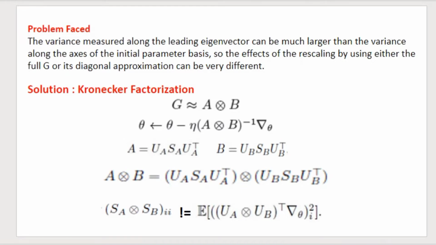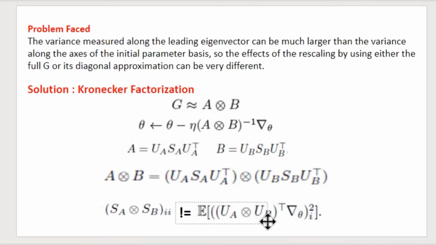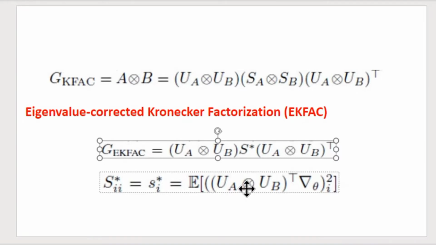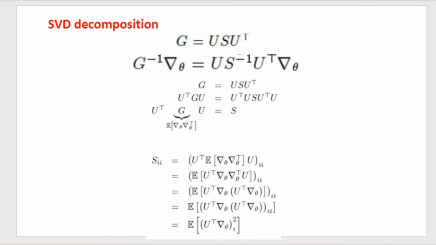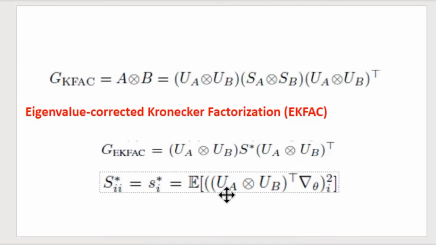So we found another method. This is the final matrix we got in decomposition, SA and SB, which is not approximately equal to that. So finally we went with a method called eigenvalue corrected Kronecker product, EKFAC. In this method we do the same Kronecker product, but here the S matrix is taken directly from the initial matrix. Instead of keeping the singularity matrix there, we directly substitute it with this result. So what were the results if we consider this?